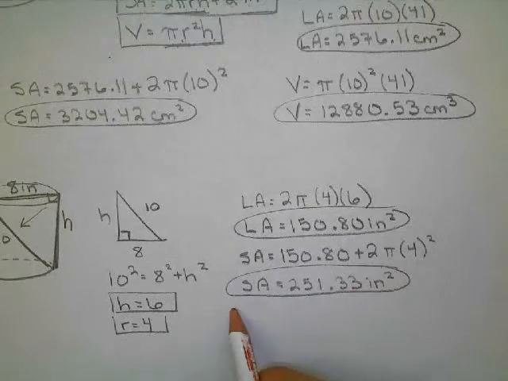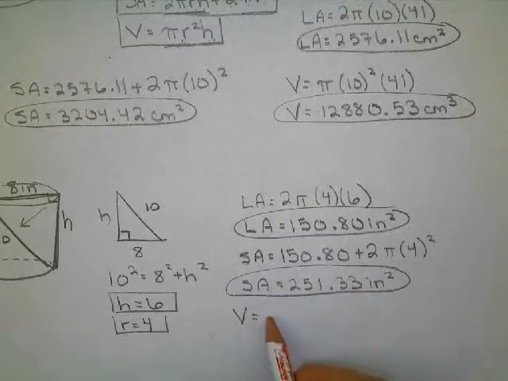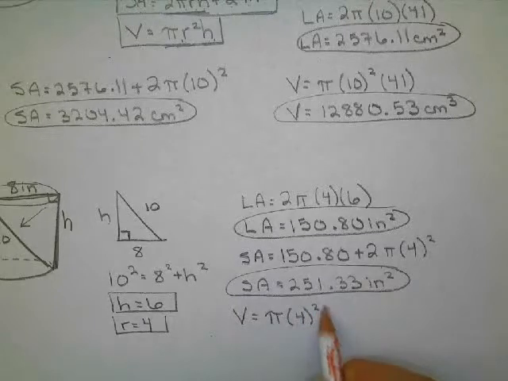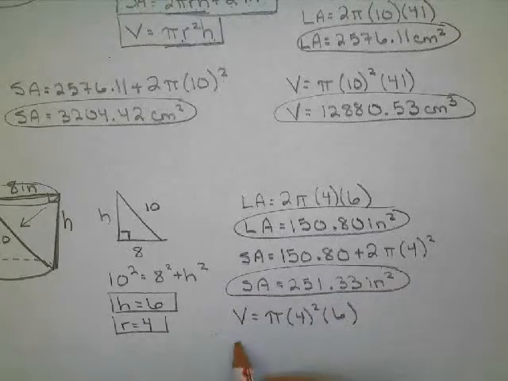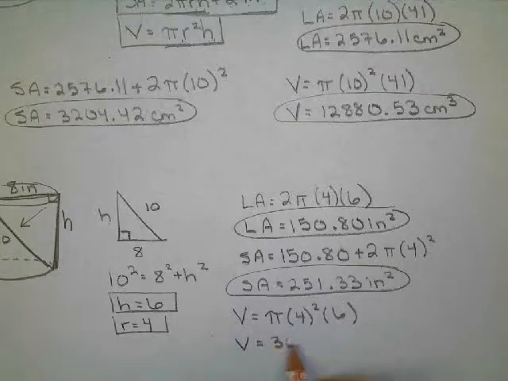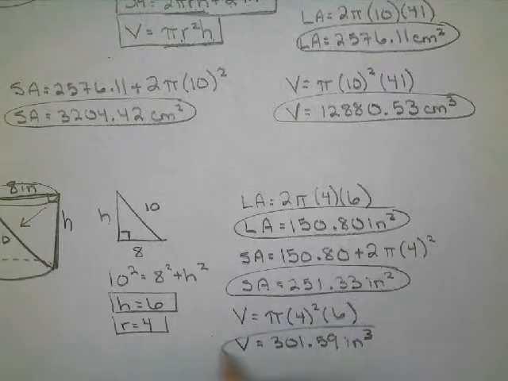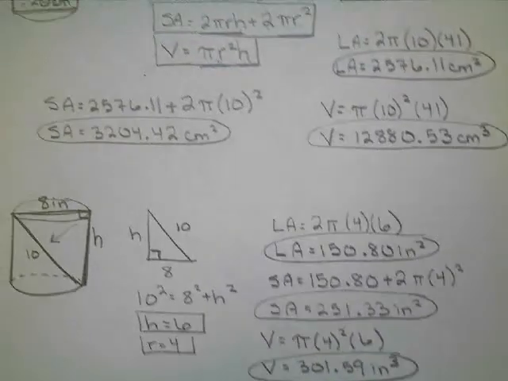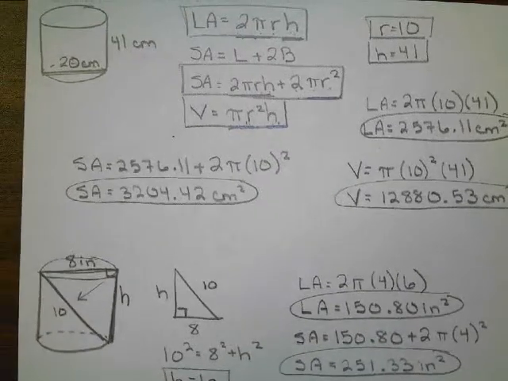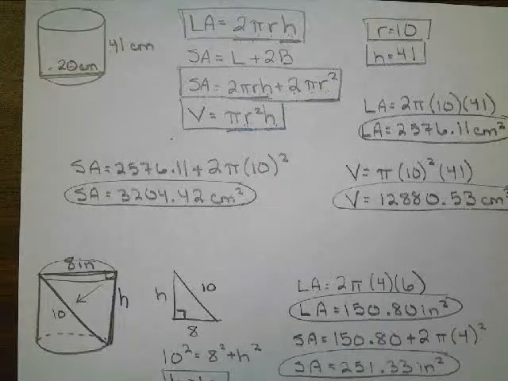And then the volume is going to be pi r squared times the height, which is 6. So volume is 301.59 inches cubed. And that's how you find the lateral area, surface area, and volume of different cylinders.